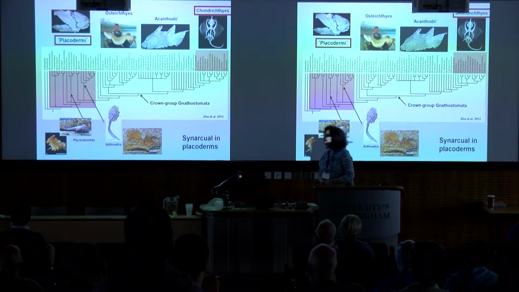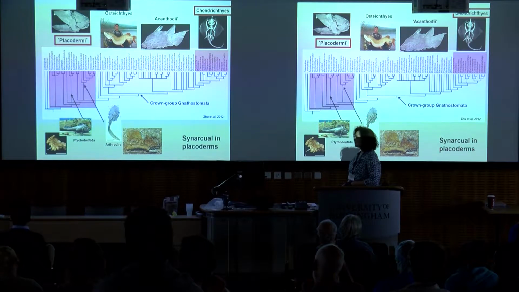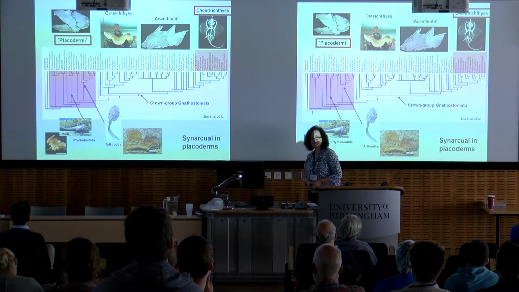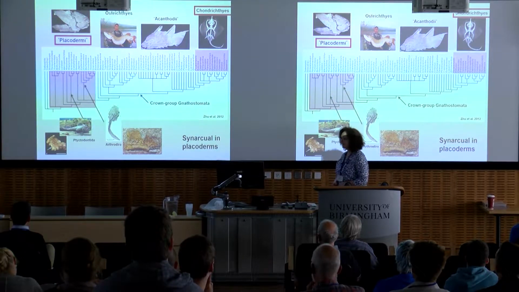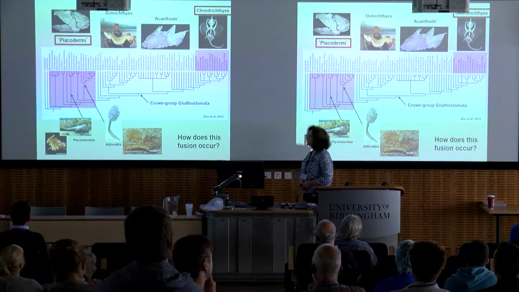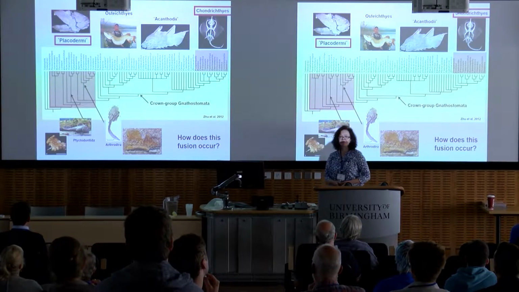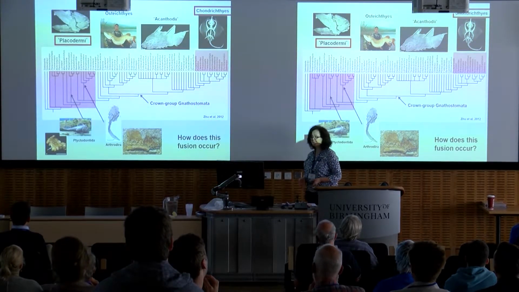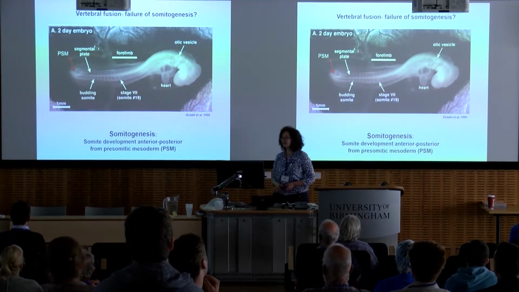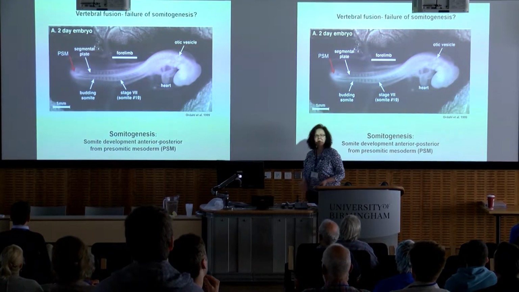So we're interested in the synarcual in placoderms, and we've described the synarcual in the ptyctodonts and also in some arthrodires. You're looking there at Compagopiscis... at Cartilage McLaughlini. One of the things we're very interested in, in placoderms and also in chondrichthyans, is how this fusion occurs in the synarcual. How does the fusion of the vertebral elements occur to create this element? There are a few ideas.